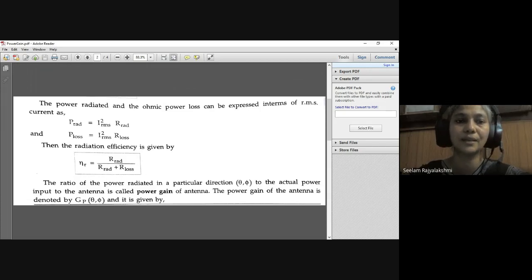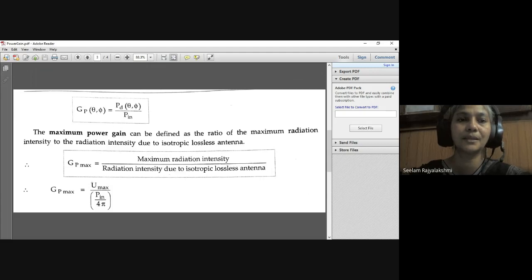The ratio of the power radiated in a particular direction theta comma phi to the actual power input to the antenna is called the power gain. The power gain of the antenna is denoted by G suffix P theta comma phi, and it is given by Gp theta comma phi equals Pd theta comma phi by P in.